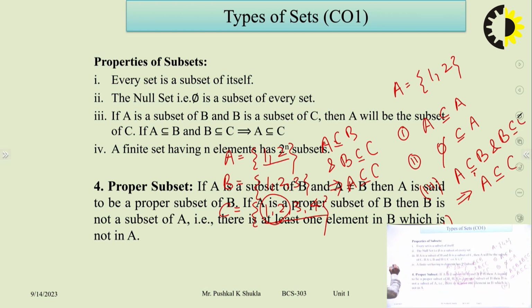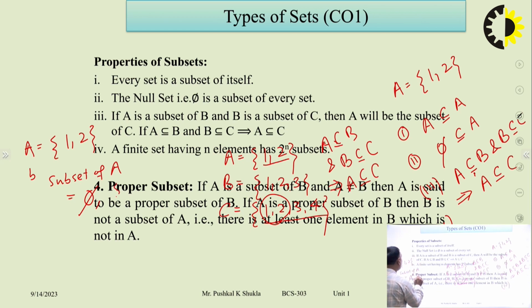For example, A equal to {1, 2}. So the total number of subsets of set A: phi is a subset of every set. Have you studied? A is a subset of itself. So {1, 2} is also a subset of set A.